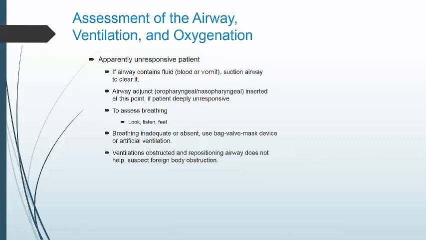So if they are unresponsive still, then you might want to consider an airway adjunct, so an OPA or an NPA. Okay, of course, if it's an OPA, then we're not going to put it in there if they have a gag reflex. That would mean we would go to a nasopharyngeal airway. And if they have a potential for a basal skull fracture, we would not do an NPA, we would do an OPA, right?